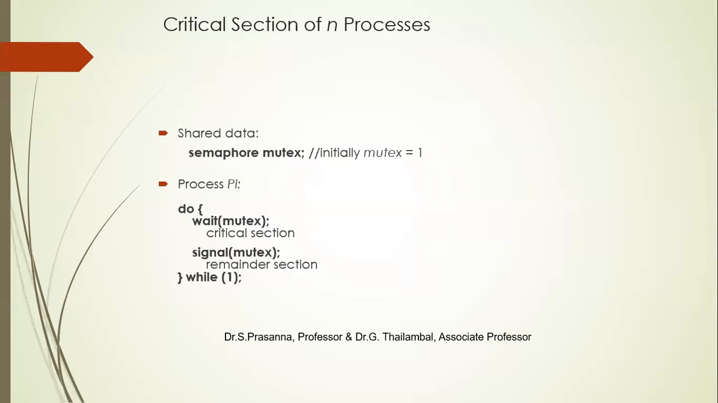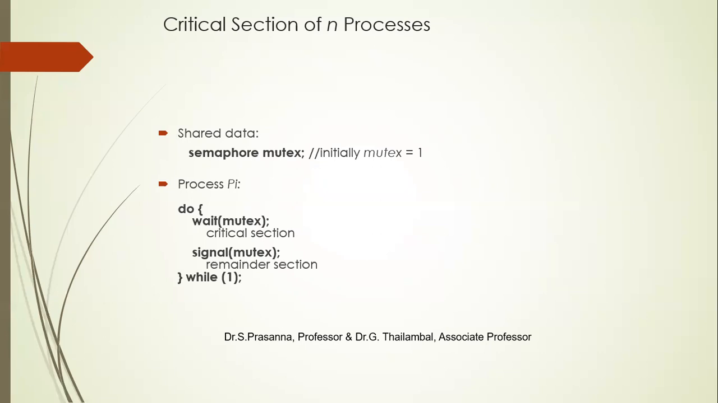Critical section of n processes. The shared data is the semaphore mutex. We are going to use the mutual exclusion variable, that is mutex. Initially it is 1, and process Pi is entering. With the mutex, you do the atomic operation wait(mutex). When the mutex variable is in waiting state, other processes will not enter the critical section, which means one process is now executing in the critical section.